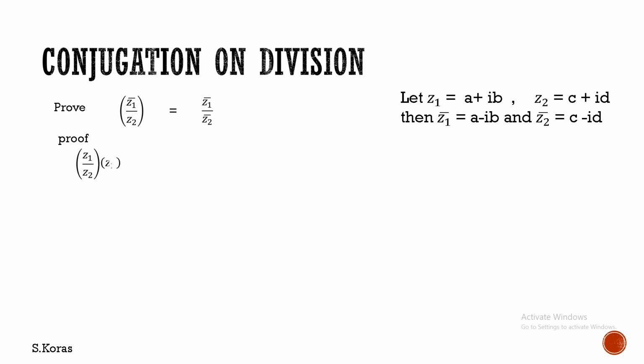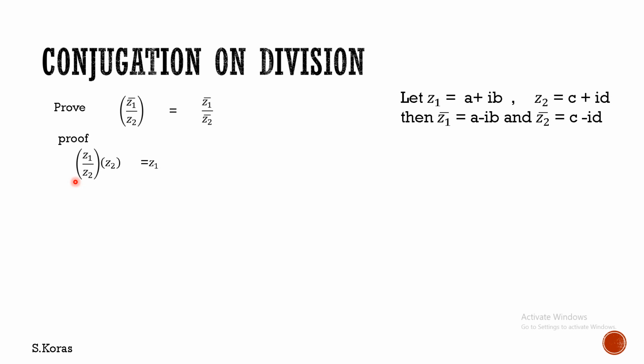Listen here. Just see whether this statement is correct or wrong: Z1 by Z2 into Z2 is equal to Z1, because Z2 and Z2 will be cancelled. So this is a small technique. Z1 by Z2 is some complex number, and we multiply this complex number with Z2, then surely we'll get Z1 because the Z2s are cancelled. This is a small technique.